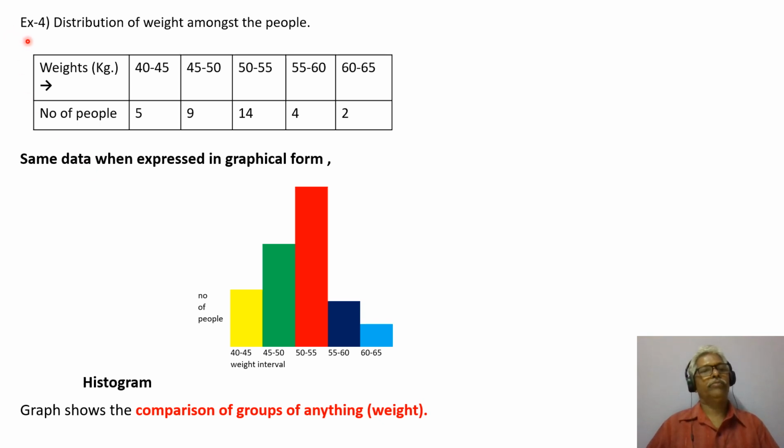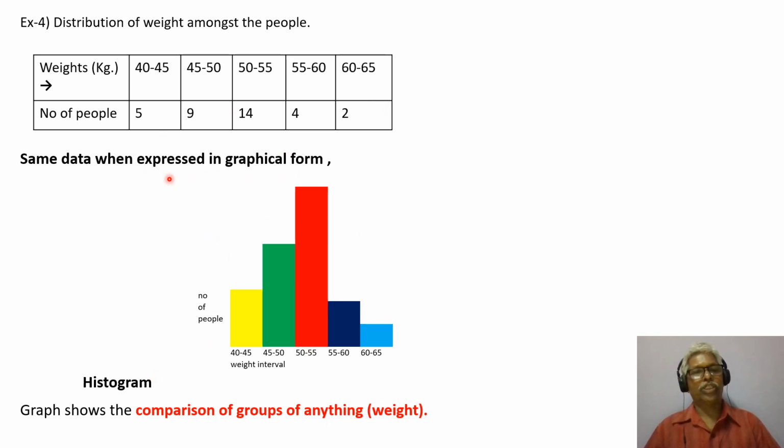And now the fourth one: distribution of weight amongst the people. Weights and number of people: 40 to 45 kg, there are 5 people. 45 to 50 kg, 9 people. 50 to 55 kg, 14 people. 55 to 60 kg, 4 people. And 60 to 65 kg is 2 people only. Now this data is expressed in graphical form in this form.